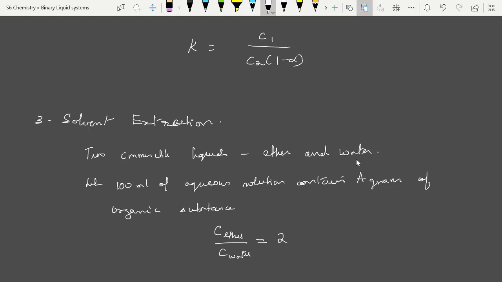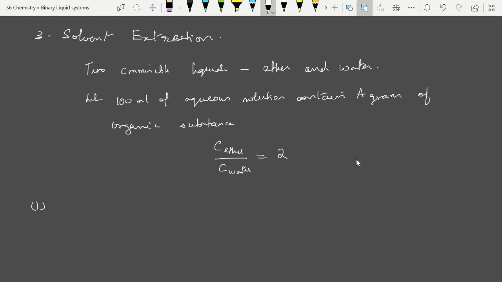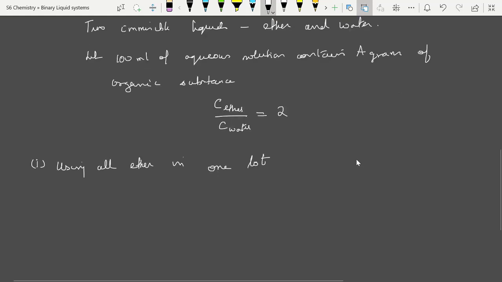Now the extraction may be carried out by the following ways. First one is, you are provided with 100 ml of ether solvent. And suppose you are extracting the organic substance from the aqueous layer by using the 100 ml of ether solvent completely. So you are using all ether in one lot. So you have added 100 ml of ether to 100 ml of aqueous solution which contains A gram of the organic substance, and you have shaken it.